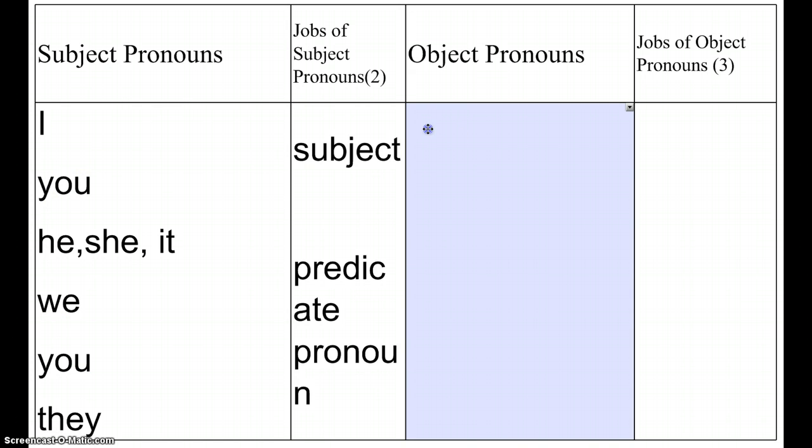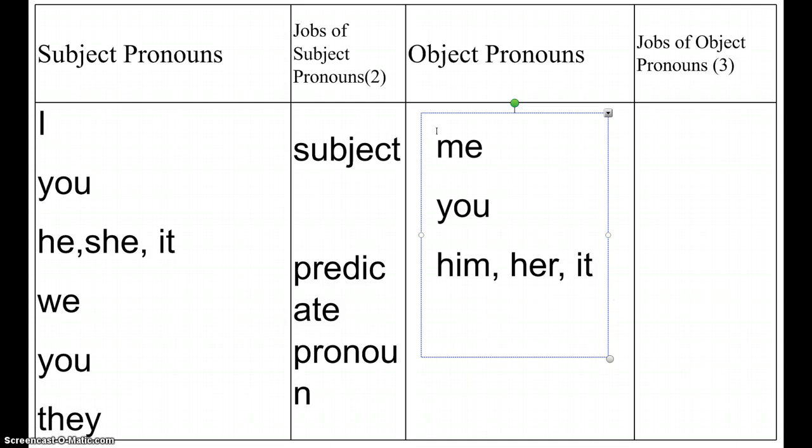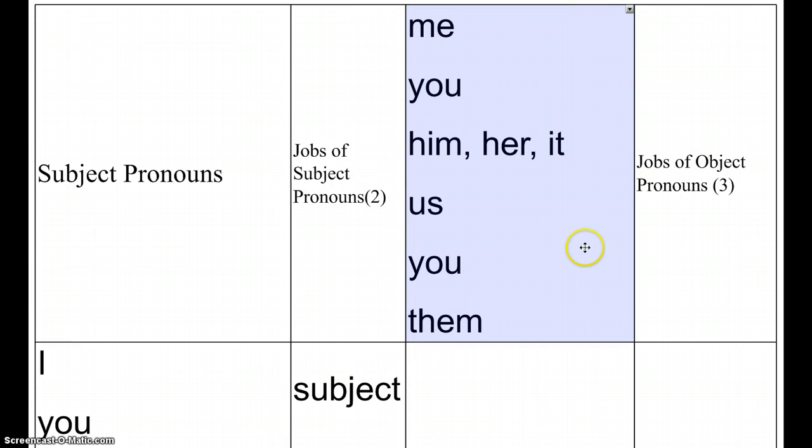There are 8 as well, and we can think of them similarly. Instead of I, though, we would say me. You is the same. Instead of saying he, we'd say him. Her for she. It is the same. Us, you, and them.